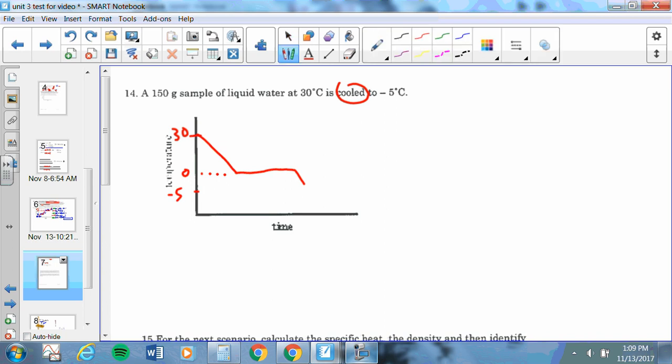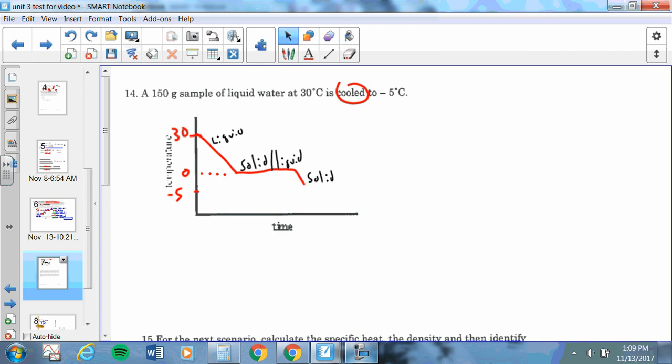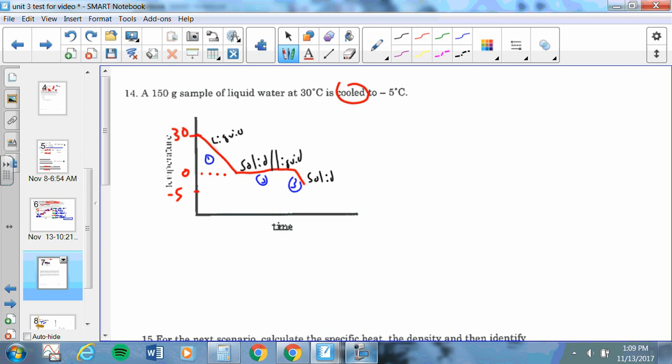Since it's above 0, this is going to be liquid. Since it's below 0, down here, it's going to be solid. And in the middle, it's going to be solid and liquid. Liquid and solid. Doesn't matter which order. This tells me that it's a 1, 2, 3-step process. So when I look at this 150 gram sample, I'm going to write 150 grams for each.